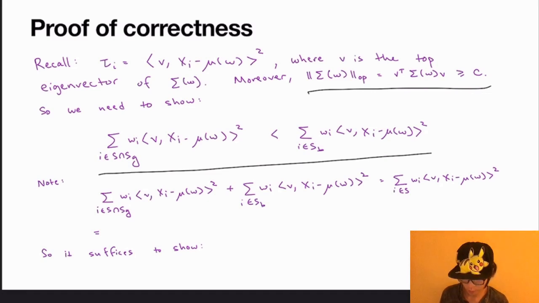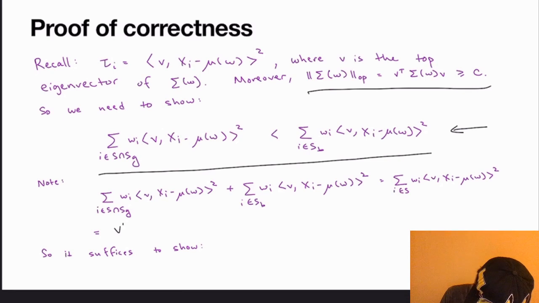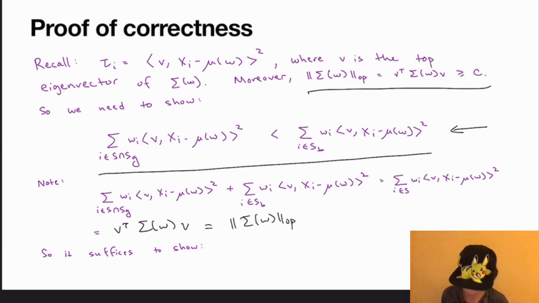And now we can actually see why we chose tau i to be of this form. Notice in particular, if we sum the left and the right hand sides of this inequality, we just get the sum over all i in s of wi times v inner product xi minus mu of w, squared. And if you just stare at this for a couple of seconds, you'll see that this is actually just v transpose sigma of w v, which by the definition of eigenvectors is simply the spectral norm of sigma of w. So in other words, these tau i's tell you exactly how much each individual point contributes to the spectral norm of sigma w.